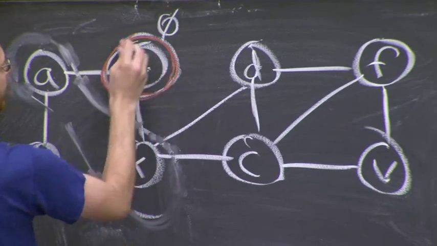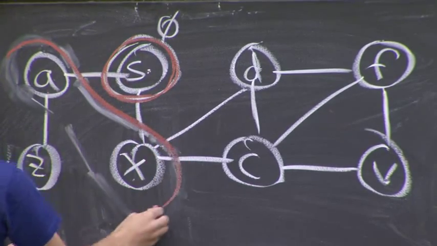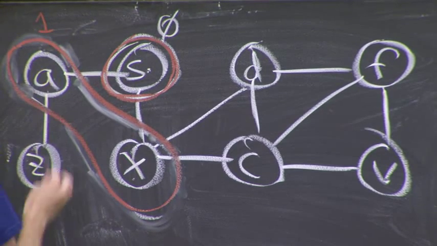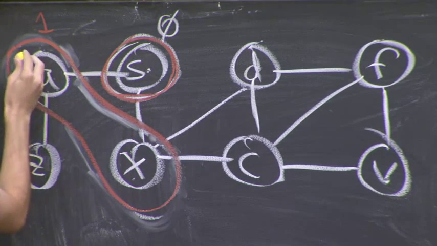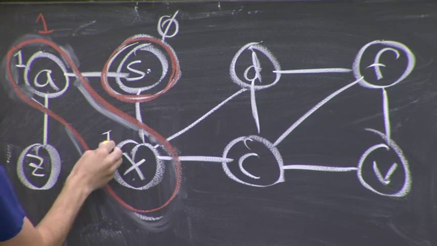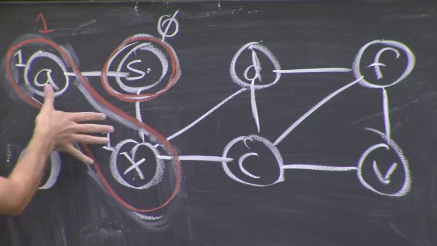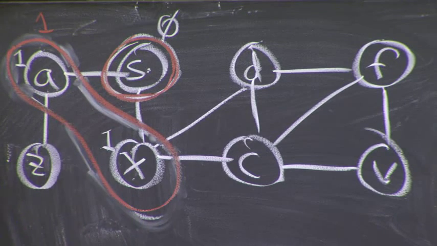Multimedia here. Okay, so here's level 1. All of these guys, we're going to set their level to 1. They can be reached in 1 step. That's pretty clear. So now the frontier is A and X.